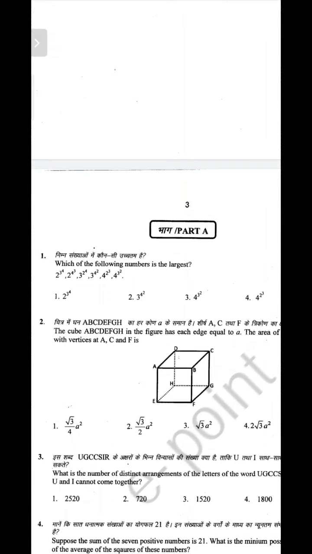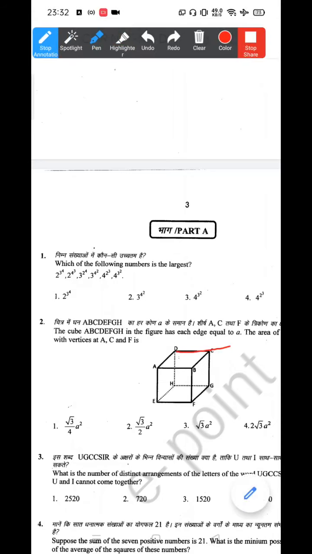Okay, so the first one, 2 raised to 3 raised to 4, 2 raised to 4 raised to 3. For this type of question, we just have to compare. This is 2 raised to 3 raised to 4, 2 raised to 4, and that is 3 raised to 2 raised to 4.